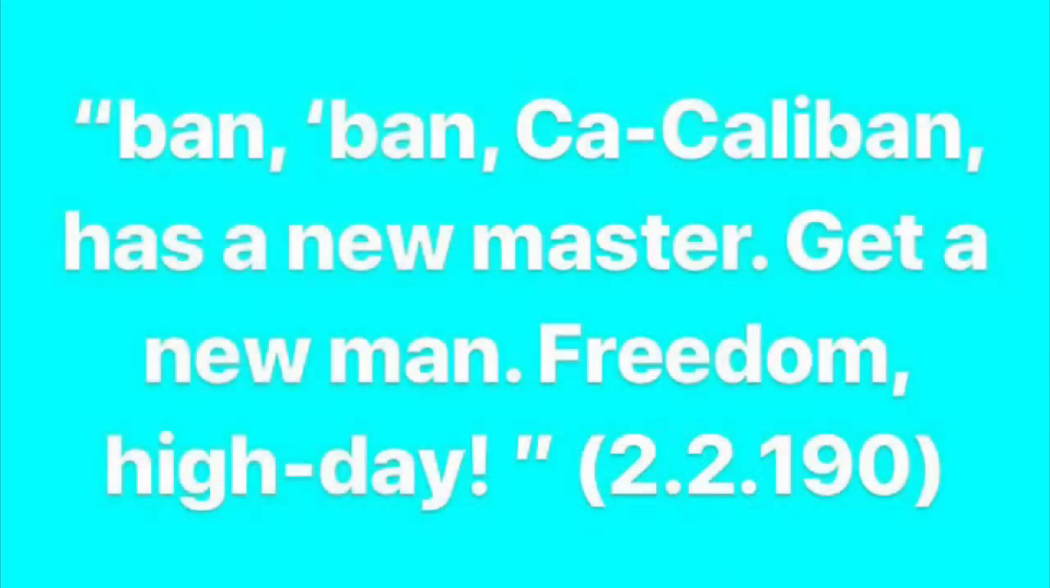So an example would be in Act 2, Scene 2, lines 190 to 192. Caliban sings, "Ban, ban, Caliban, has a new master, get a new man. Freedom, high-day." So this is somewhat of a paradox because it will make the readers wonder something like this: wait, but how can he be a slave to a master and be free? Wait, what? When Shakespeare prompts this process, not only is he getting his audience to think a little more about the play, he's also getting them to understand Caliban as a character better.